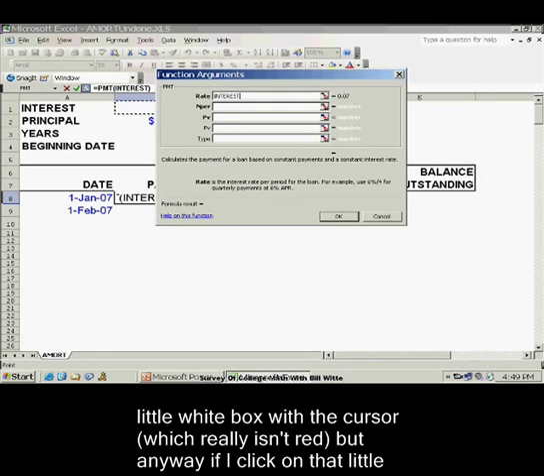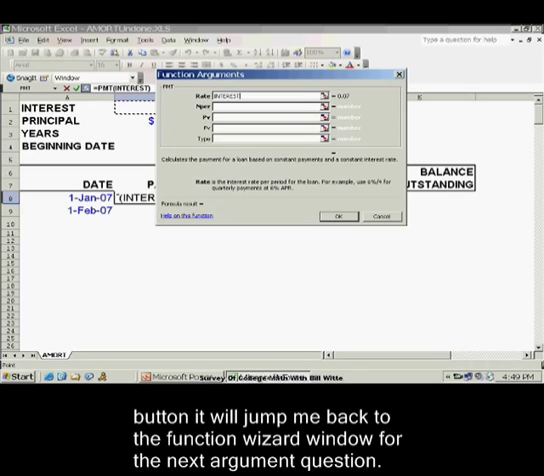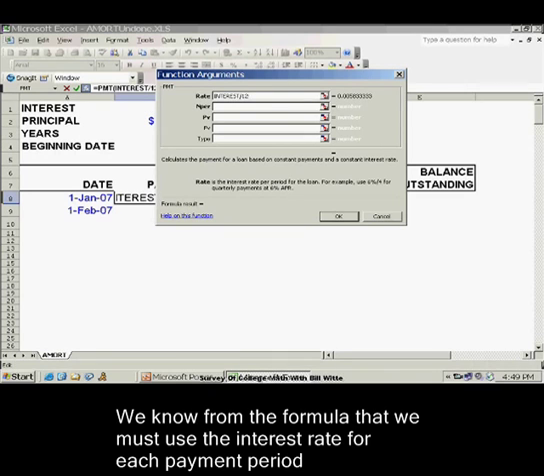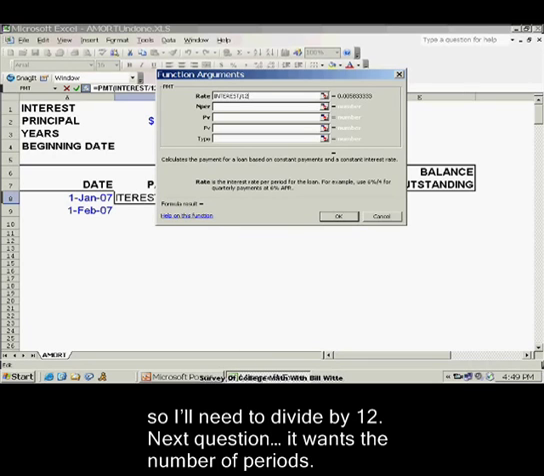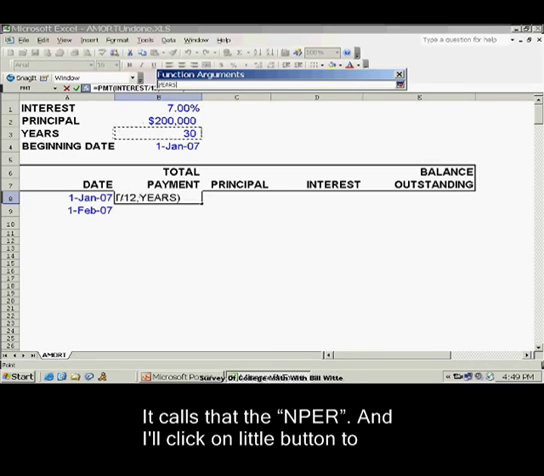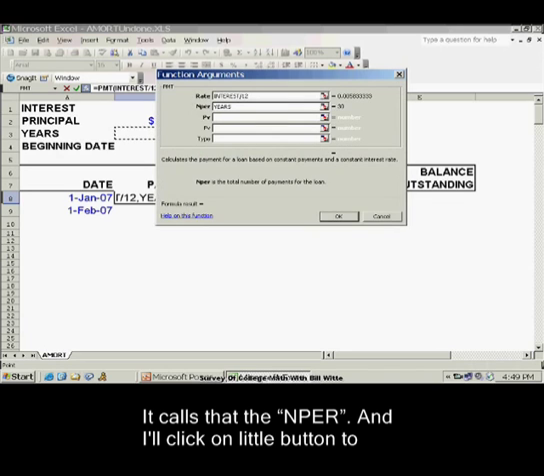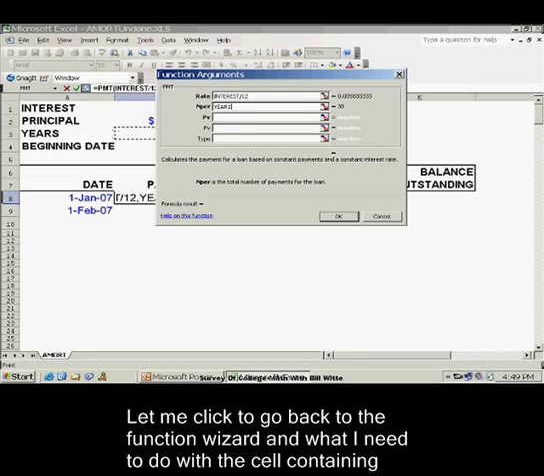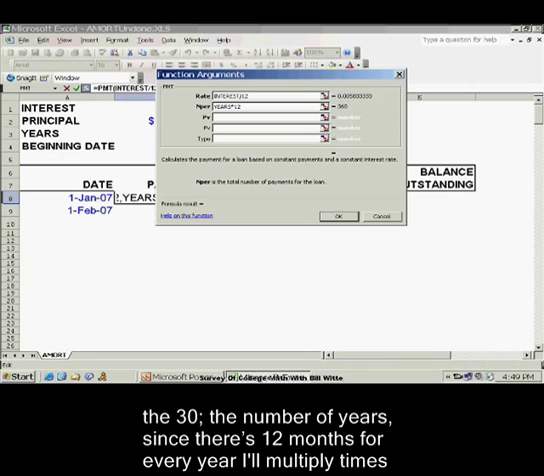Okay? Now this is the interest rate annually. We know from the formula that we want the interest rate per period, so we'll have to divide by 12. Okay, now what's the number of periods? That's the n per. And I'll click on that to do that. The number of periods, well, is it 30? Well, that's the number of years. Let me click to go back to the function wizard, and what do I have to do to the number of years? Well, there's 12 months for every year, so I'll multiply times 12 and put that in.